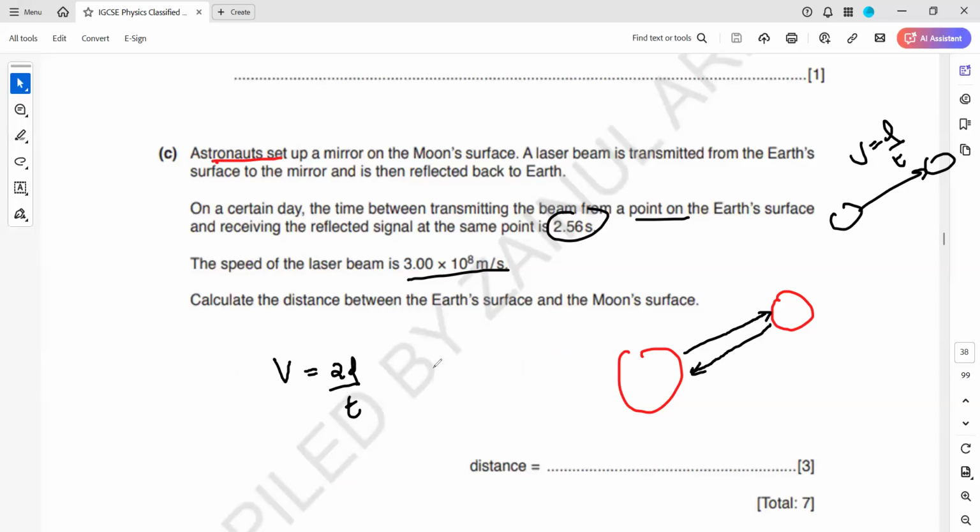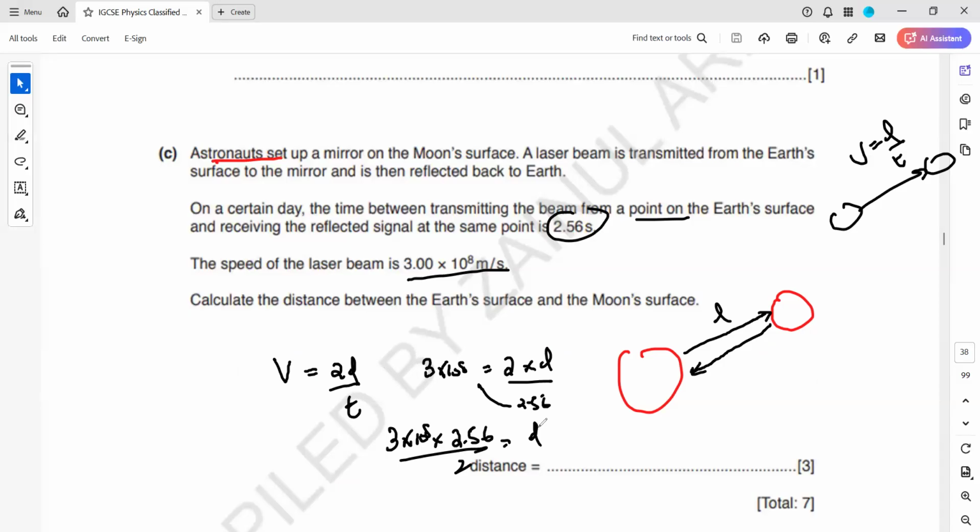So the speed is given, that is 3 times 10 to the power 8, equals 2 multiplied by d, the distance, which we don't know between the two, divided by the total time, which is 2.56. So 2.56 is divided, other side multiplied. So it will be 3 times 10 to the power 8 times 2.56 divided by 2.